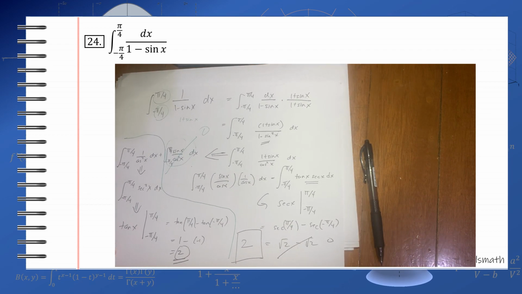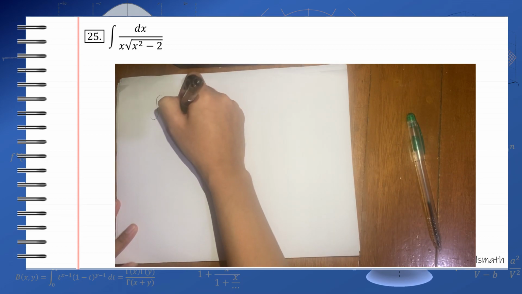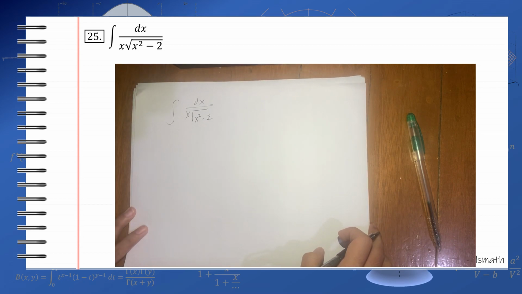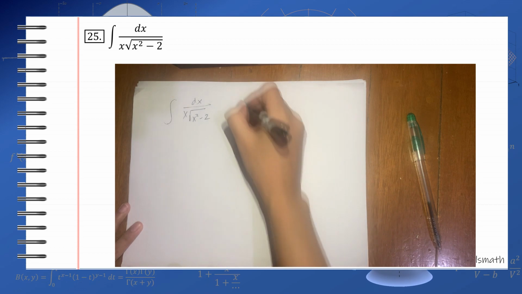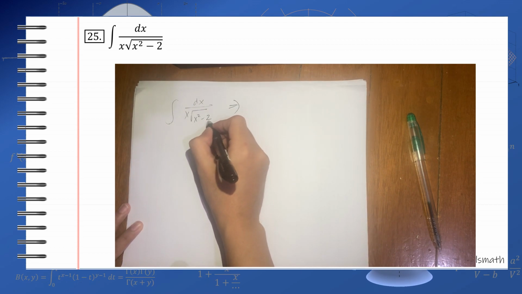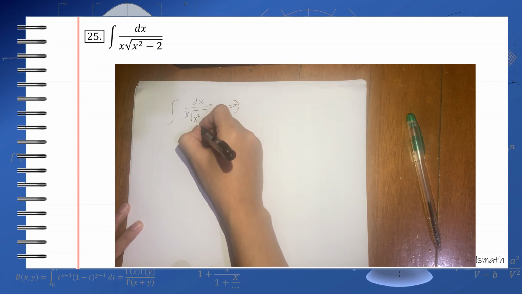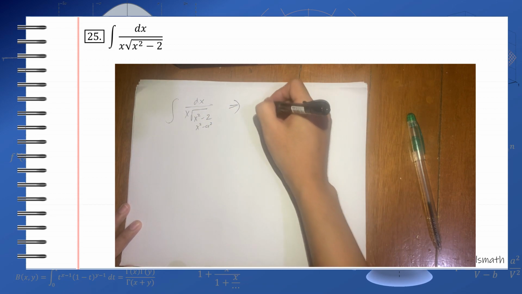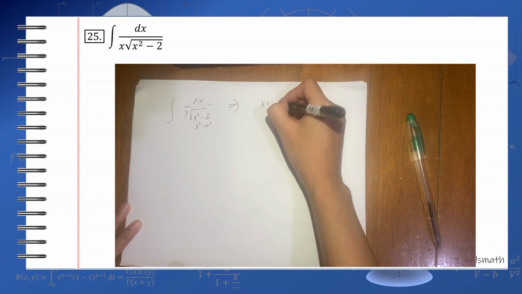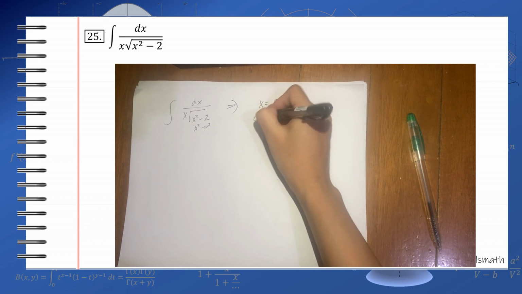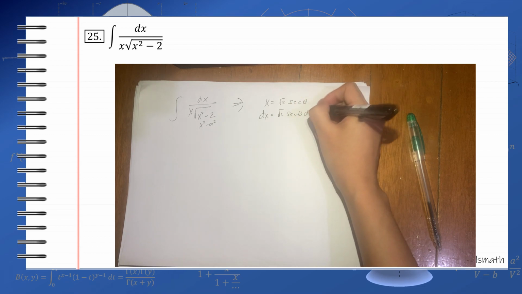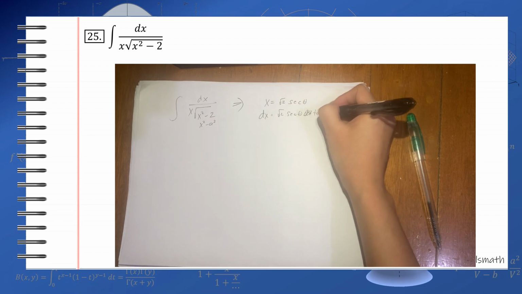For the very last item, the integral of dx over x square root of x squared minus 2. So this one, again a trigonometric substitution. This being in the form x squared minus a squared, so we'll use a substitution. x is equal to a, being square root of 2, secant theta. So dx is equal to square root of 2 secant theta tangent theta d theta.